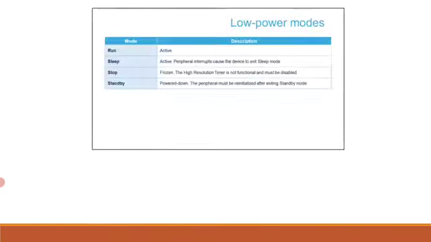Low power modes: HR timer can be active only in run and sleep modes. In stop and standby modes, the HR timer must be disabled. That means in standby mode it has to be reinitialized because it is in the power down mode.